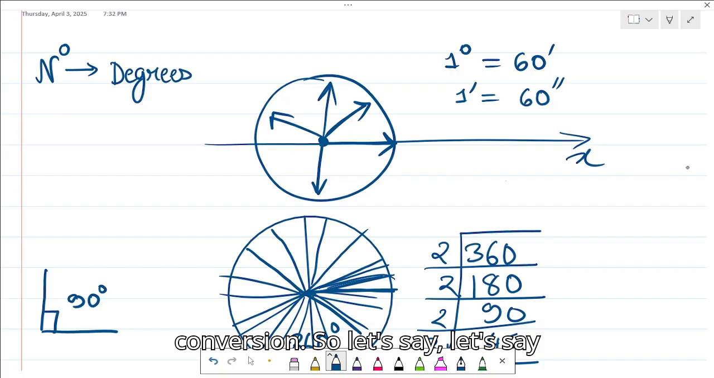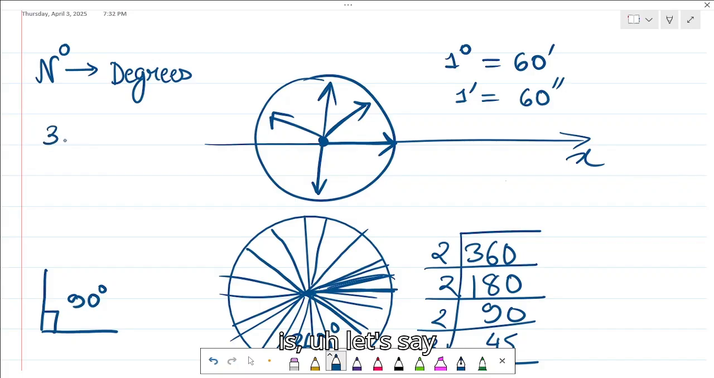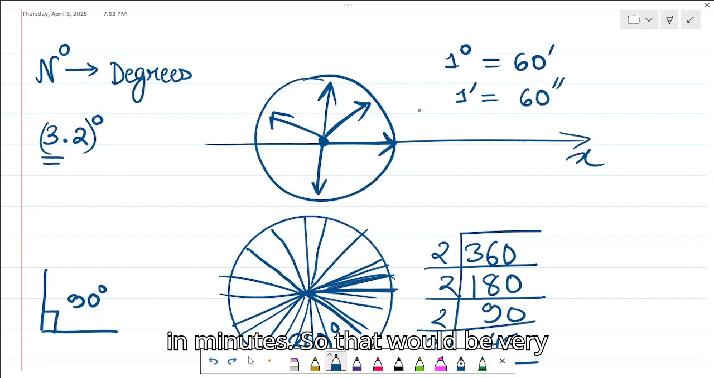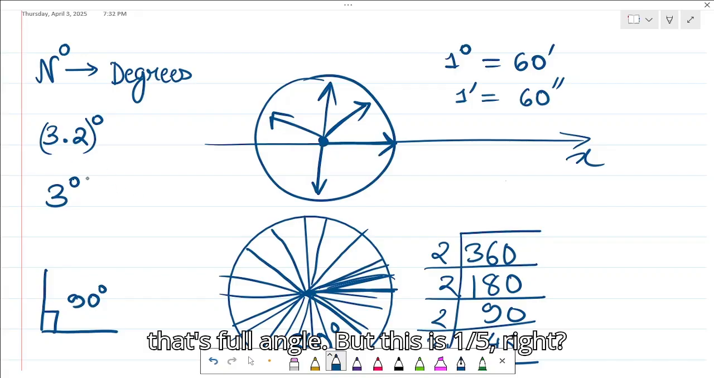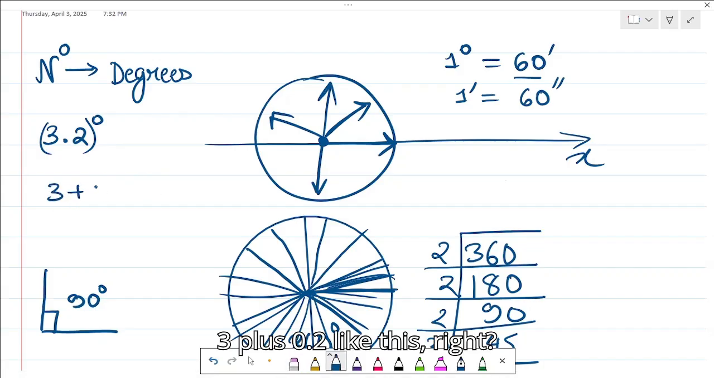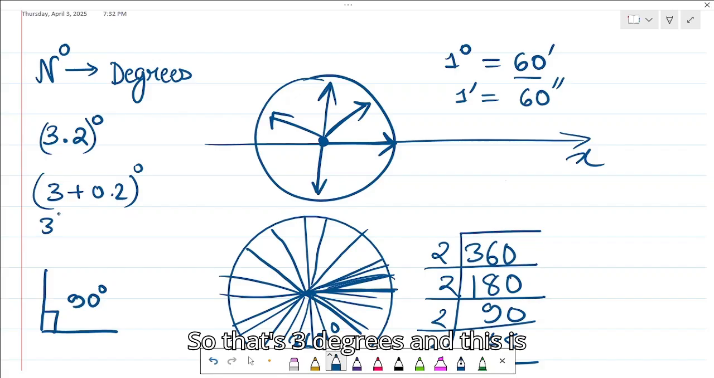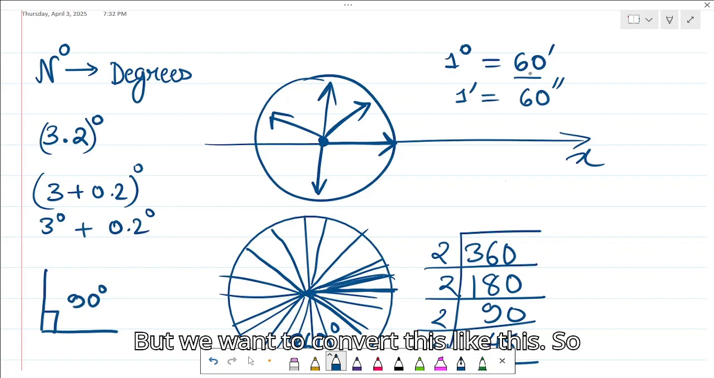So let's say I told you to tell me how much is, let's say, 3.2 degrees, right? I don't like this point 2. I want 3 degrees and then this point 2 to be in minutes. So that would be very intuitive to me. So 3 degrees is fine, that's full angles. But this is 1/5, right? This point 2 is 1/5 of 1 degree. So you could write 3 plus 0.2 like this. So that's 3 degrees and this is 0.2 degrees. But we want to convert this.